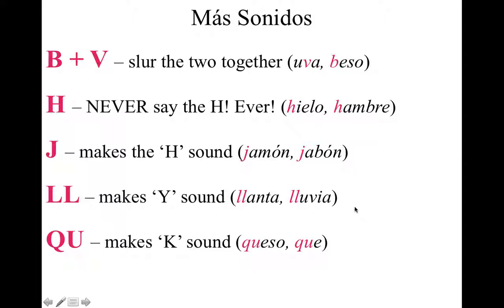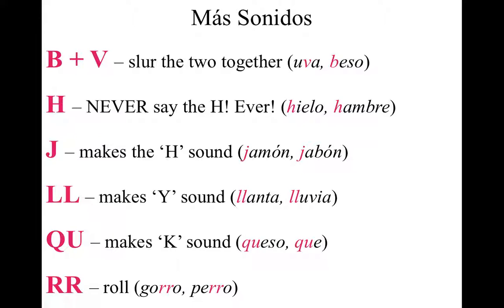The QU makes a K sound. So please, whatever you do, don't say that U. Pretend the QU is just a K. So queso. Queso is cheese. This word is a big one. You're going to see it a lot, so pay close attention. It's que, not ki, que. So pretend it's a K and we're saying our vowel sounds, que. The last one, of course, double R's.